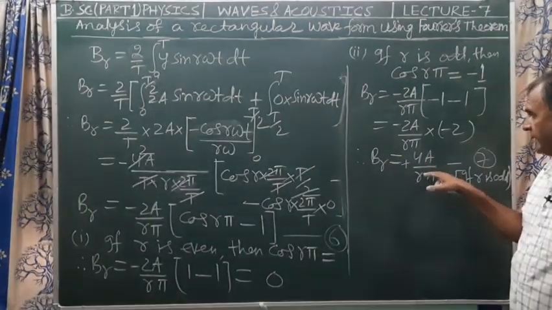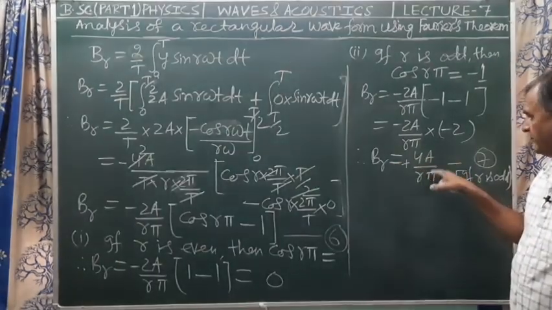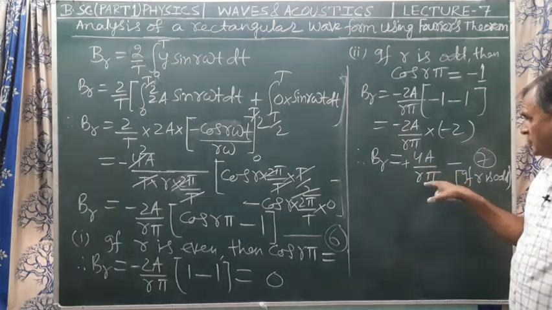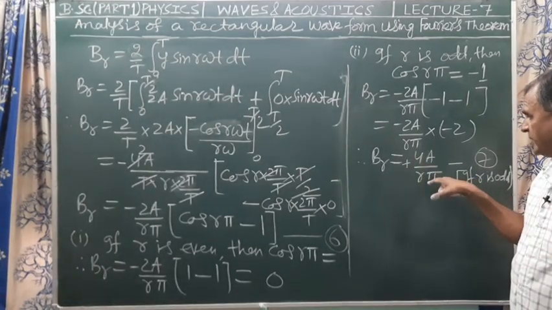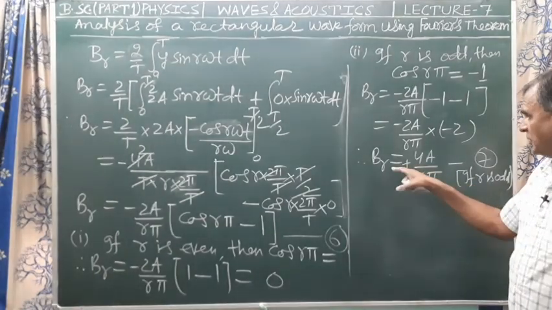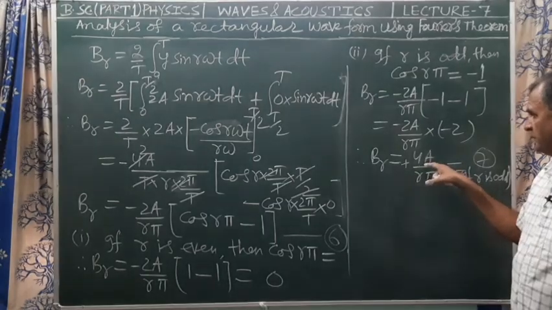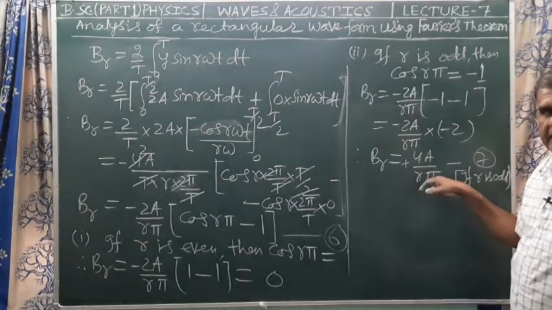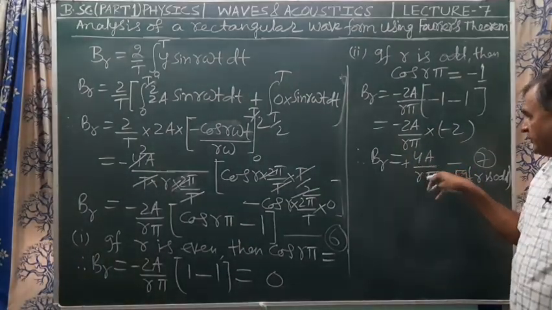If r is equal to 1, the amplitude coefficient b1 is equal to 4a upon pi. If r is equal to 3, that is odd, then b3 equals 4a upon 3 pi. If r is equal to 5, another odd number, then b5 is equal to 4a upon 5 pi. If r is equal to 7, the next odd term, then b7 is equal to 4a upon 7 pi.